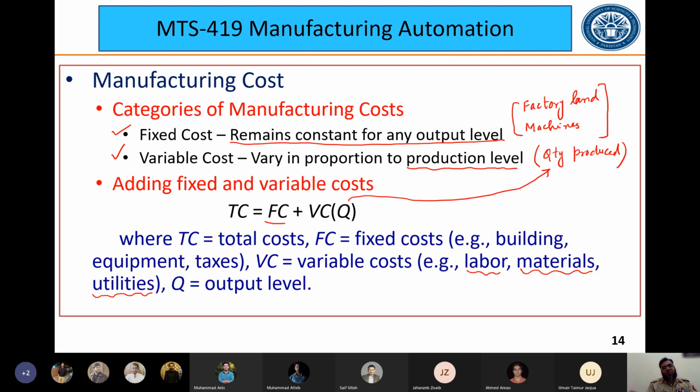Okay, थोड़ा सा तेजी के साथ हम इसके ऊपर से गुजरेंगे जो हम मैन्युफैक्चरिंग कॉस्ट की बात कर रहे हैं. सो देयर आर टू टाइप्स ऑफ कॉस्ट्स जो कि मैन्युफैक्चरिंग में हम कैलकुलेट करते हैं. वन इज द फिक्स्ड कॉस्ट एंड द अदर इज द वेरिएबल कॉस्ट. फिक्स्ड कॉस्ट में क्या चीज शामिल है? रिमेन्स कांस्टेंट फॉर एनी आउटपुट लेवल.